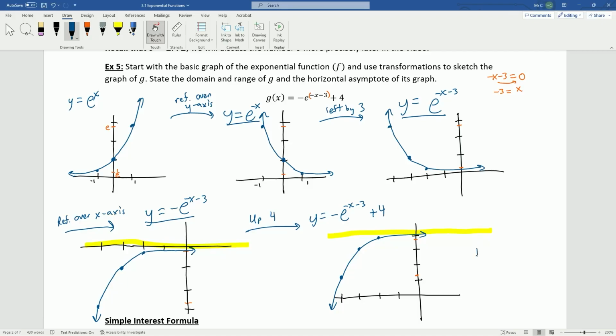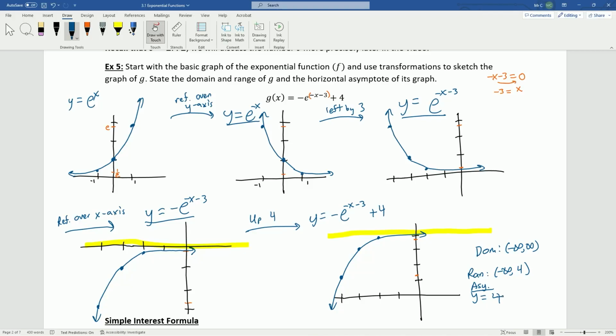So finally, we can state our domain. That's still -infinity to infinity. Our range, which now is 4 and below. So that's -infinity to 4. And our asymptote is y equals 4.